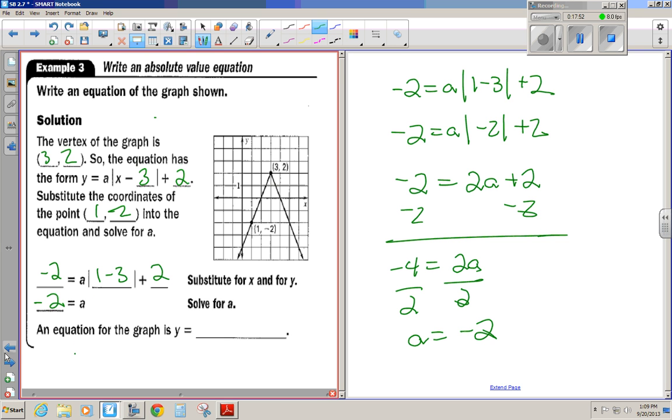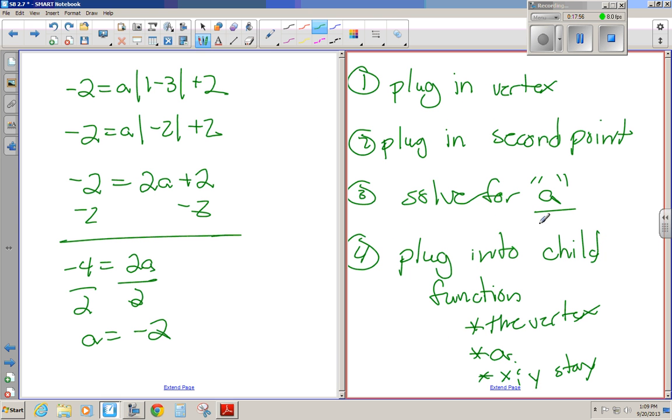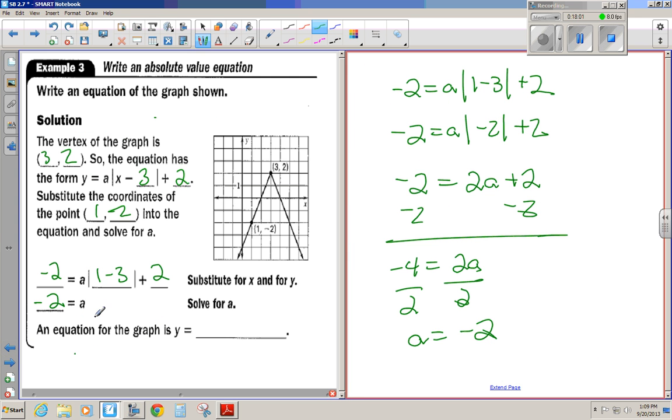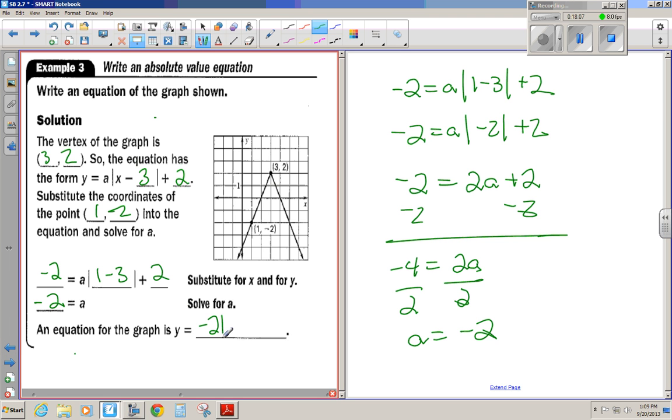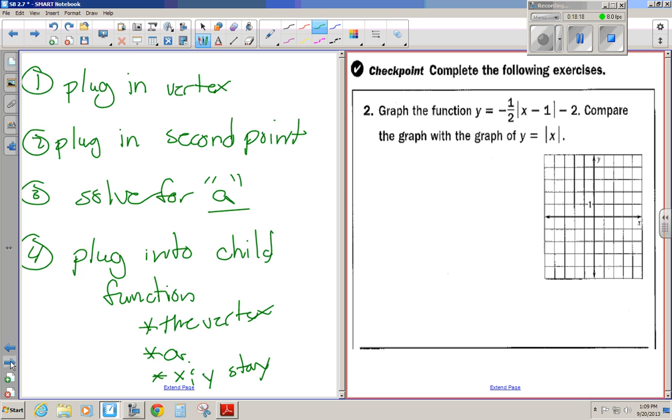Now, once you have your a value, plug into the child function: plug in the vertex, put in a, and leave x and y alone. So y leave alone, plug in a, leave x alone, put in the vertex of minus 3 plus 2. That is your equation.